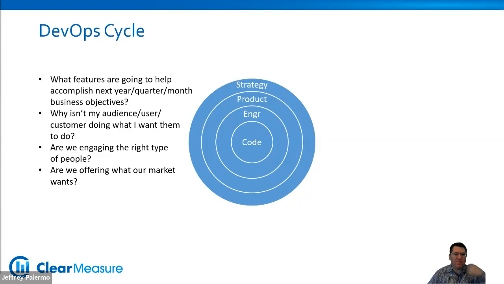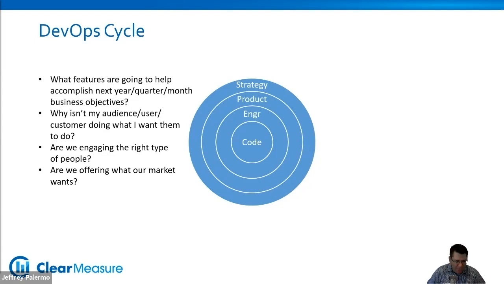And it's a business objective. It's a business hypothesis. I'll talk a little bit about that later. And those questions are, what are the features that are going to help accomplish next year's, next quarter, next month's business objectives? Why isn't my audience doing what I want them to do now? Are we engaging the right type of people? Are we offering what our market wants?